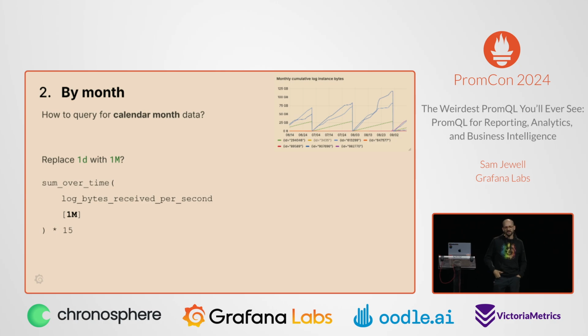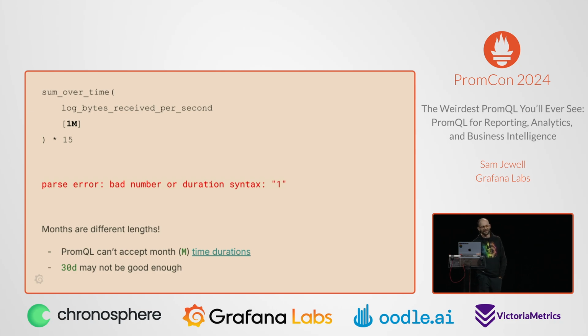Let's have a look at this monthly view of the data now. So you'd hope that you could just pull out where you had inserted 1 day and stick in 1 month. That doesn't work. We get a parsing error, bad number or duration. And presumably this is because months are different lengths, right? So what would 1 month be translated into? PromQL doesn't accept month time durations.